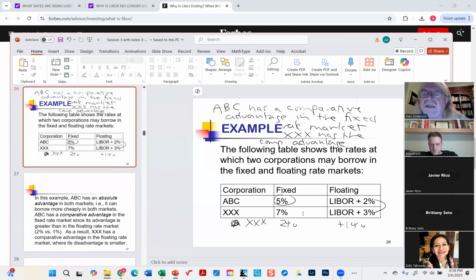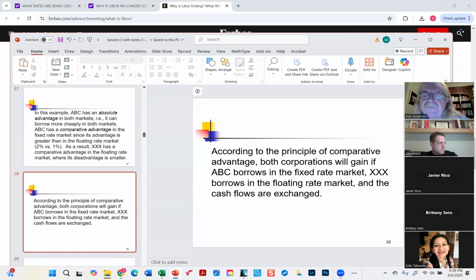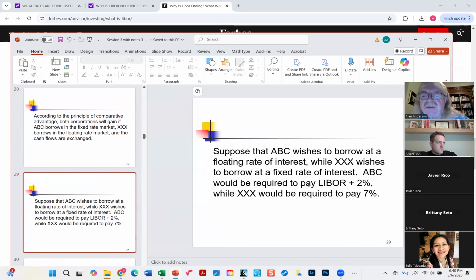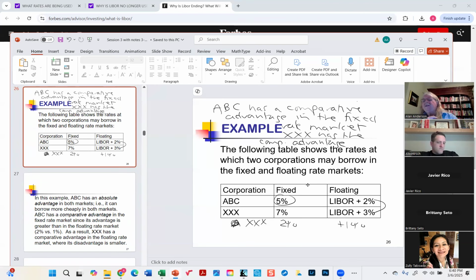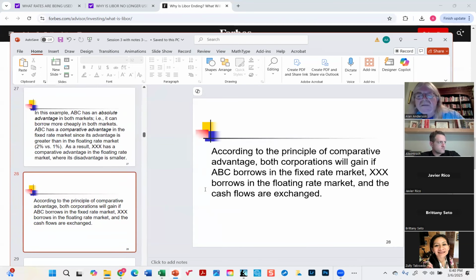So where this is leading up to is this idea that if the two companies both need to borrow, but they want to minimize their borrowing costs, what they could actually do is this. They could agree, and let's say it's the same amount of money, just to keep it simple, that ABC borrows in the fixed rate market. So what's going to happen? ABC borrows in the fixed rate market.